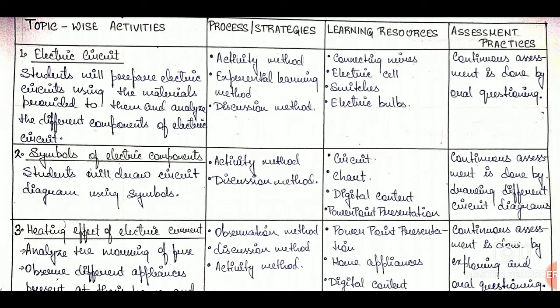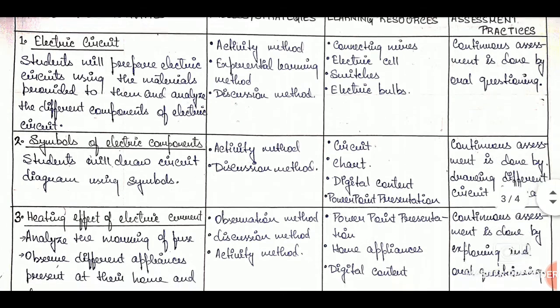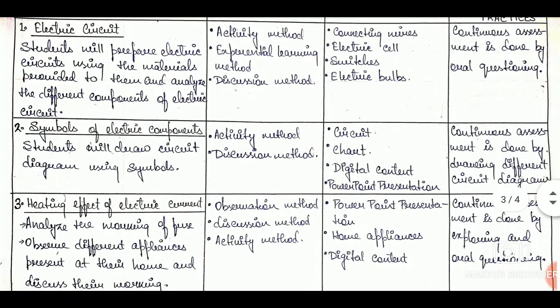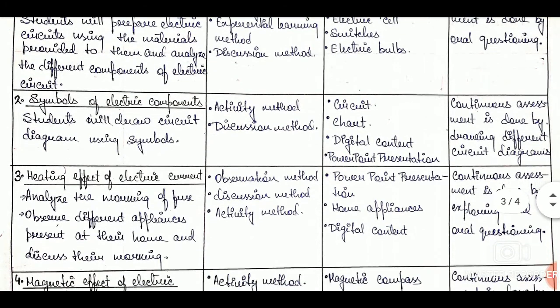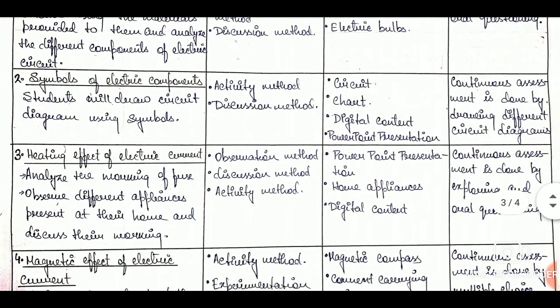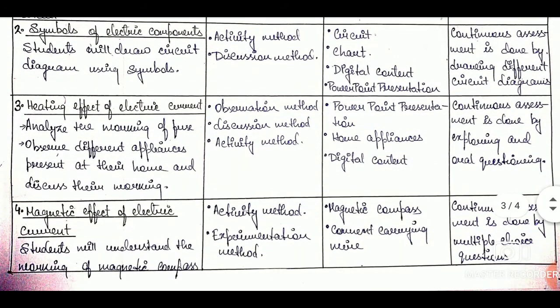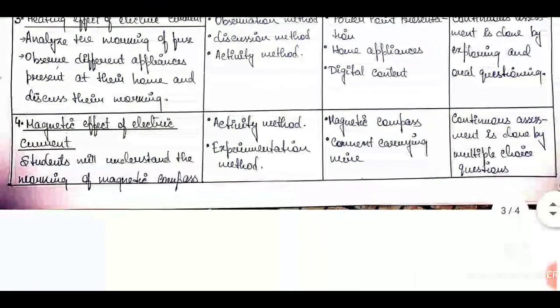And finally, the assessment practices. In that we can write the tools that we are going to use, or the questions, or whatever we are going to use for assessing learners' understanding. So we will one by one mention the topics, and below that we will write the activity that we are going to perform for that particular topic, and then we will fill the other columns as well, like the learning process, the resources that are going to be used, and the assessment tools that are going to be used.